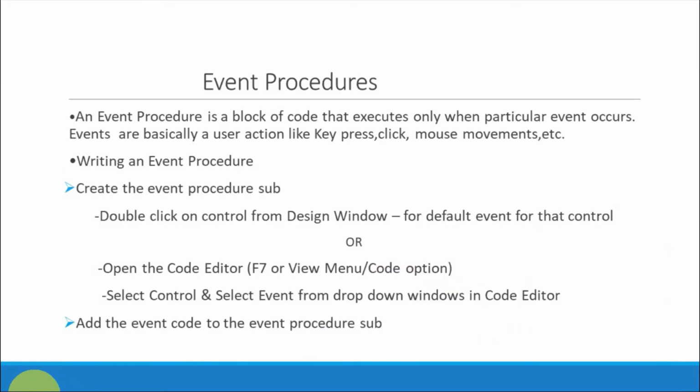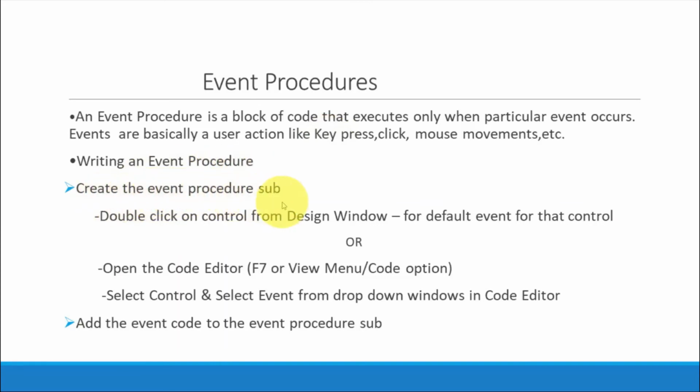Now event procedures. What are event procedures? An event procedure is a block of code that executes only when a particular event occurs. Events are basically user actions like key press, click, mouse movements, etc. So it is a block of statements which will get activated only when some event occurs. Event means an action occurs.